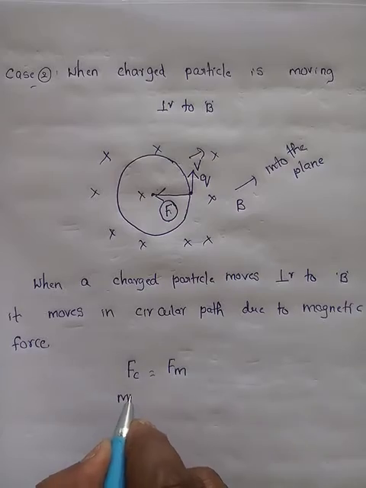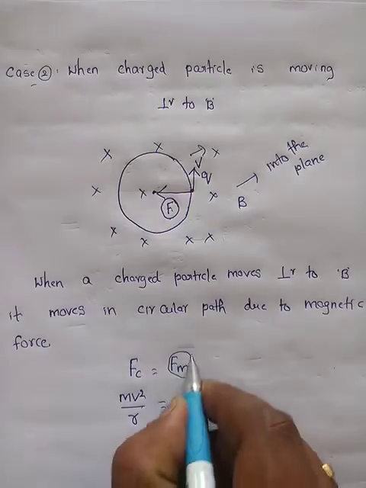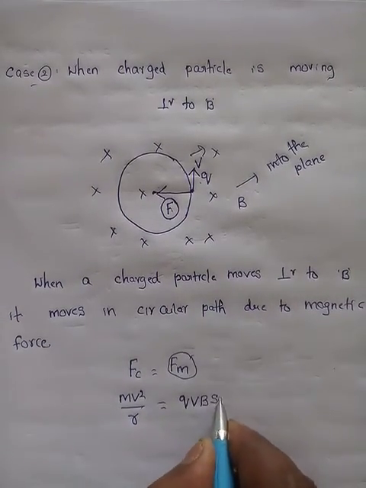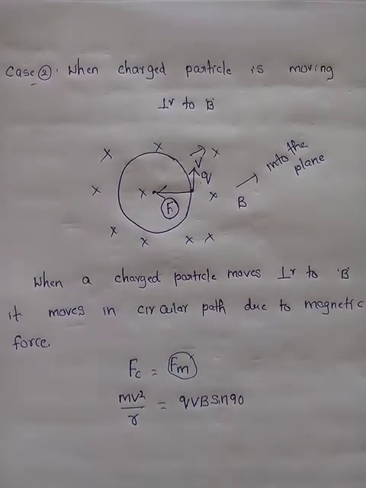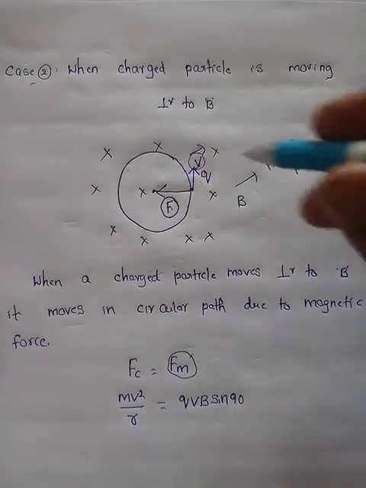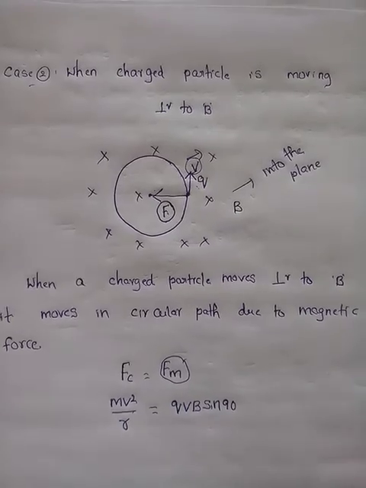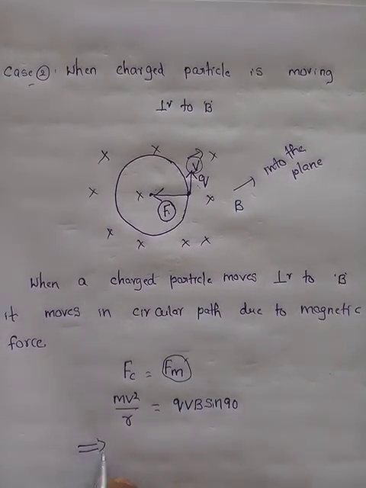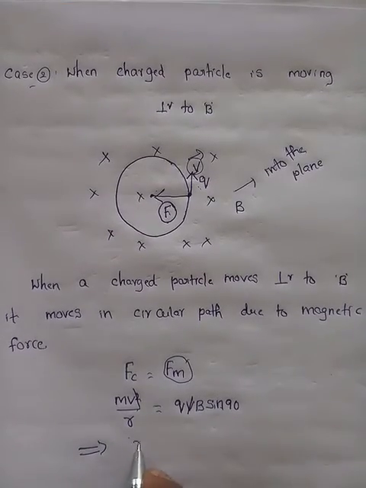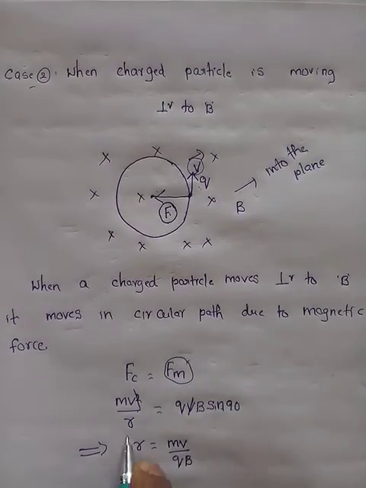What is Fc? mv square by r, the centripetal force. What is the magnetic force acting on the charged particle? QvB sin theta. Theta is how much? 90, because the magnetic field is perpendicular to the velocity. So this is velocity, this is magnetic field, and both are perpendicular to each other. That implies v cancels from this. Sin 90 is 1, r is equal to mv by qB.